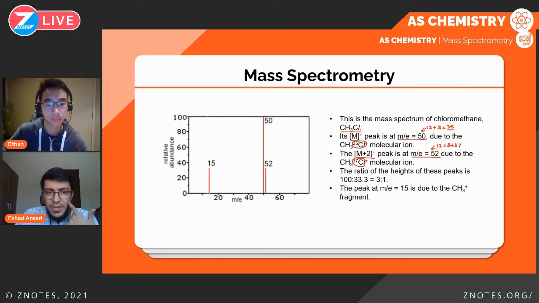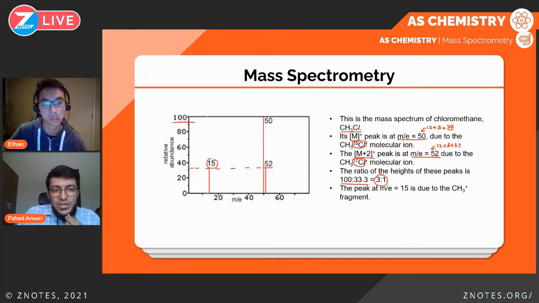So the ratio of the heights of these peaks: the height of the M peak is 100. The height of the M plus 2 peak, if I go all the way to the x-axis, is pretty much 33, right? So 100 to 33.3 turns out to be 3:1. And the peak at 15 is just for good measure. This is because of the CH3 part of CH3Cl. This fragment with a plus charge gives us this particular peak.